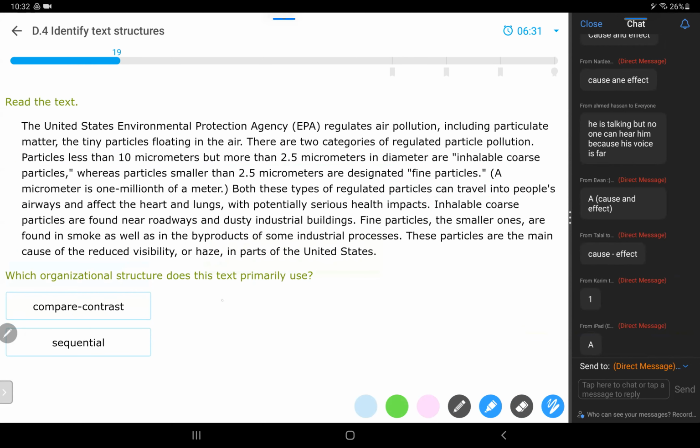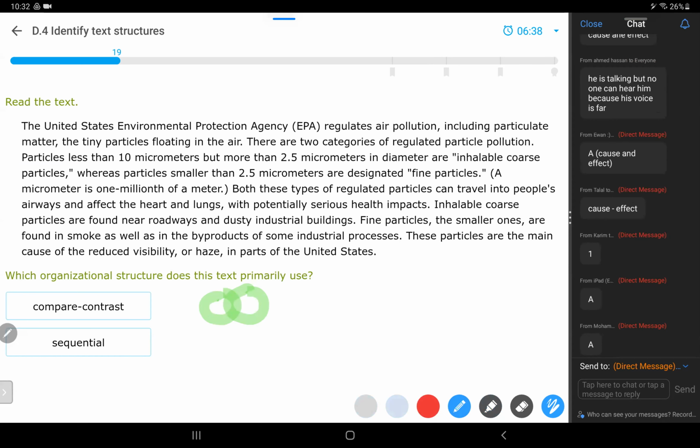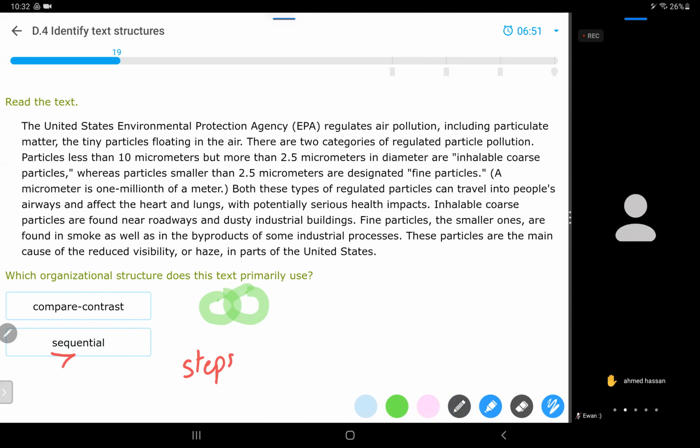Compare and contrast. Remember the Venn diagram, comparing between two things. Sequential. Remember S for steps. The United States Environmental Protection Agency, an agency for protecting the environment.